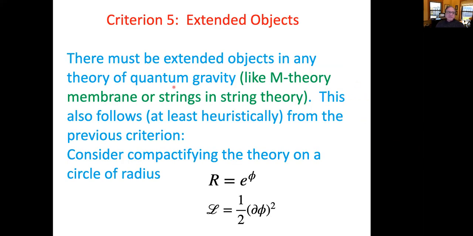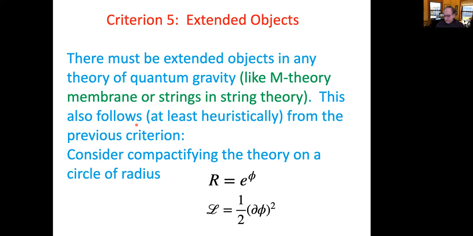So the next criterion I want to mention is the condition that every quantum gravity involves extended objects. So you always get extended objects in a consistent theory of quantum gravity. For example, in string theory, you have extended objects, the one dimensional string. In M theory, you get membranes, two dimensional objects, in other words. So this actually is related to the previous thing I was telling you about, at least heuristically.